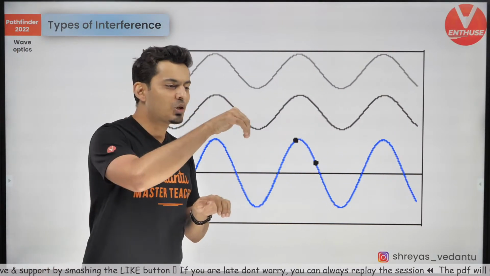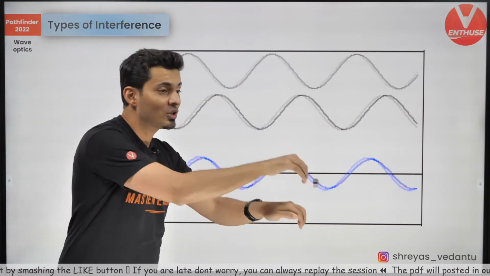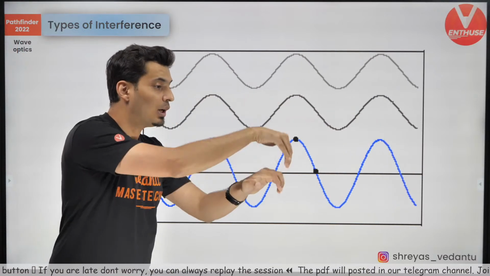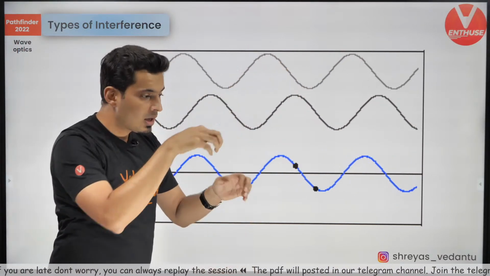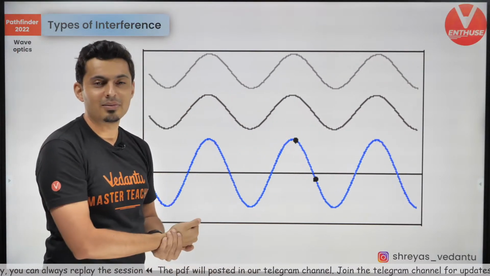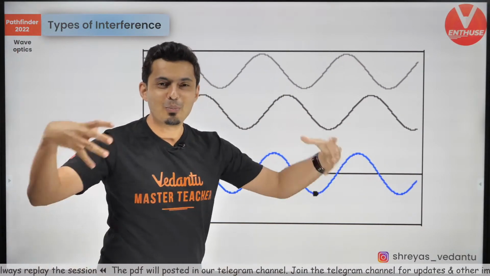Constructive and destructive is very easy to visualize. Imagine the crest of one wave comes with the crest of the other wave. Two crests come at the same time. When they add up, it will become a big crest. When the troughs come, trough and trough will become a big trough. So that is adding up positively.